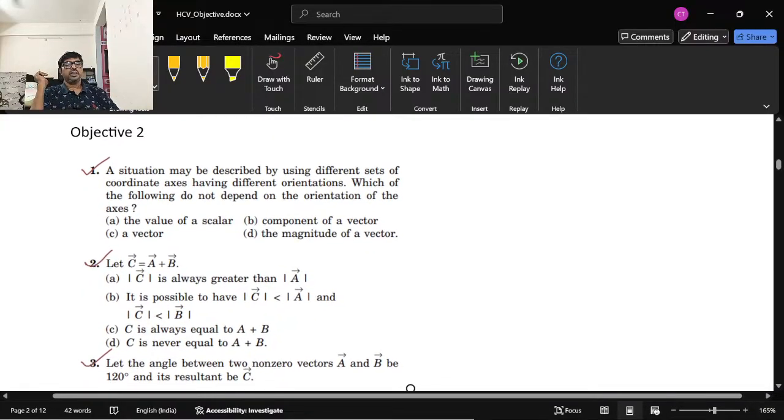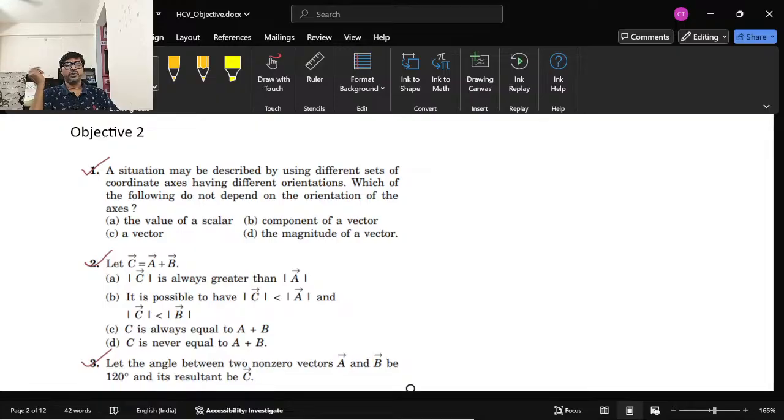Okay, what is it? A situation may be described by using different sets of coordinate axes having different orientations. So in our examination also, sometimes we take x-axis horizontally, sometimes we take x-axis along the incline, and sometimes we take x-axis on a rotating table, so that will also be rotating. Which of the following does not depend on orientation of the axis?